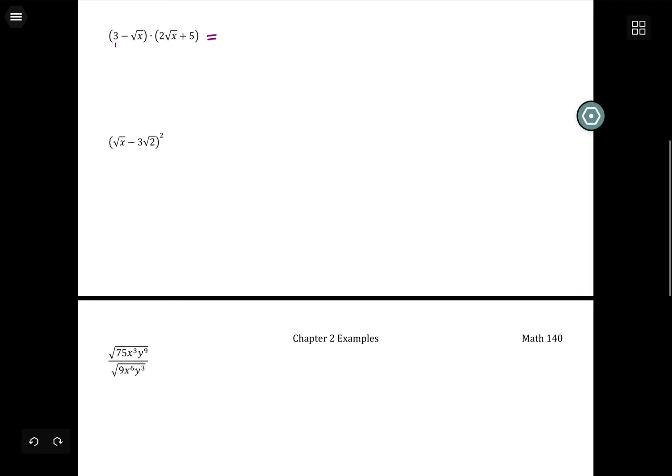So in this case, my first is 3 times 2 root x. So again, when you're doing this, you can mush things under square roots together, but the 3 is not under a root and the 2 is not under a root. So I'm going to go ahead and multiply those. Okay, out in front, I'm going to end up with a 6 root x. My outside is going to be 3 times 5, which is 15.